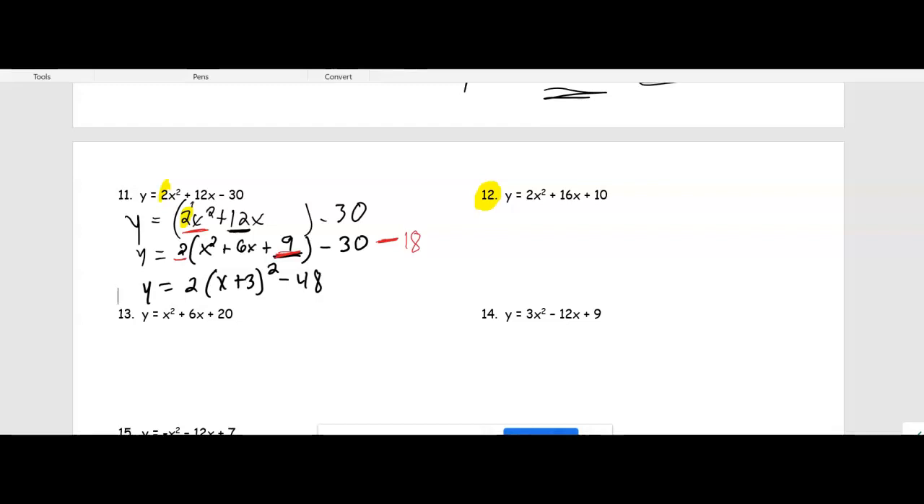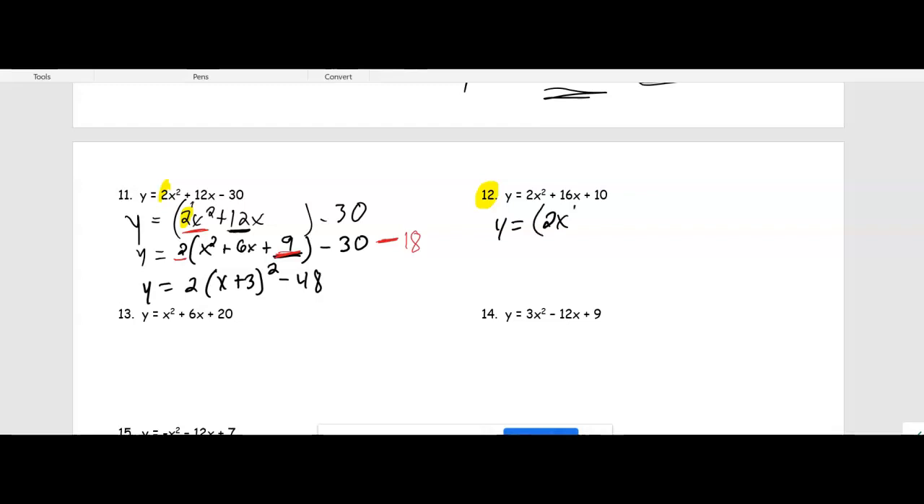Okay, a lot of people looking up, so that means hopefully they're done with the right answer. Okay, let's see where we are at.